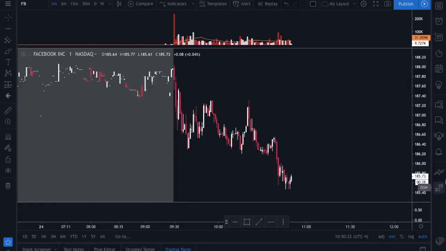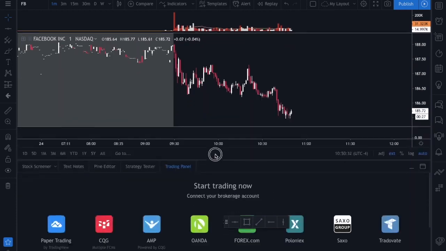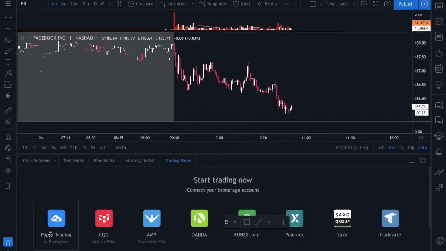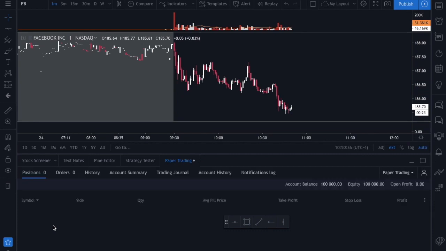All right, so I got my charting platform opened up right here, and we're going to do some simulated trading. So down here, there's a tab called Trading Panel. I'm going to click on this, actually move this up. And over here on the left, Paper Trading. I'm going to click on that. So what this is going to do is give me a simulated account to trade with.